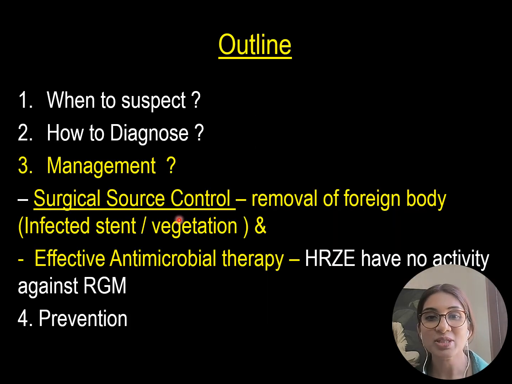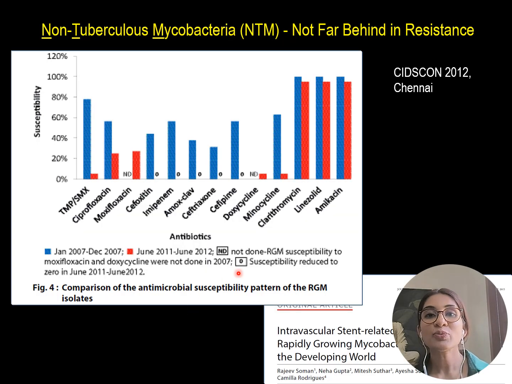Coming to the management, how do we manage? Basically, appropriate surgical source control is very important: entire removal of the foreign body, the infected stent, as well as the vegetation, and also effective antimicrobial therapy needs to be given, which should cover the rapidly growing mycobacteria. And remember, the HRZE, which is used for treating tuberculosis, has no activity against the RGM. So what do we use?